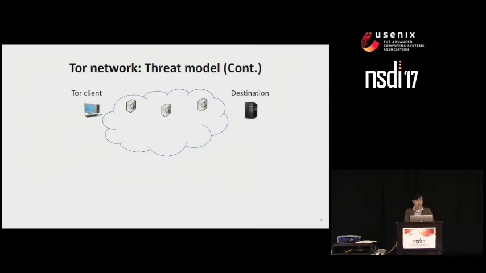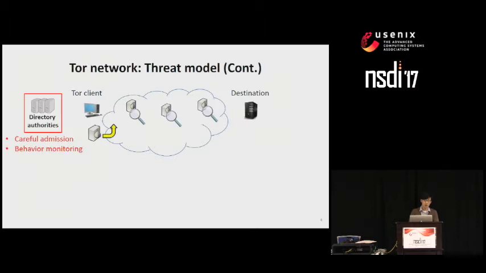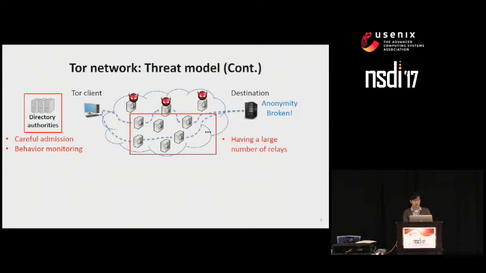Tor tries to mitigate the threats in 2 ways under this assumption. First, it has a centralized entity called the directory authority. The directory authority exercises a careful admission of new relays through a vetting process. Also, it probes potential malicious relays and performs bandwidth scanning to detect malicious behaviors. Fundamentally, an attacker can break the anonymity if all relays in a circuit are compromised. To avoid such a situation, Tor maintains a large number of relays. It lowers the probability of clients choosing malicious relays during circuit establishment.